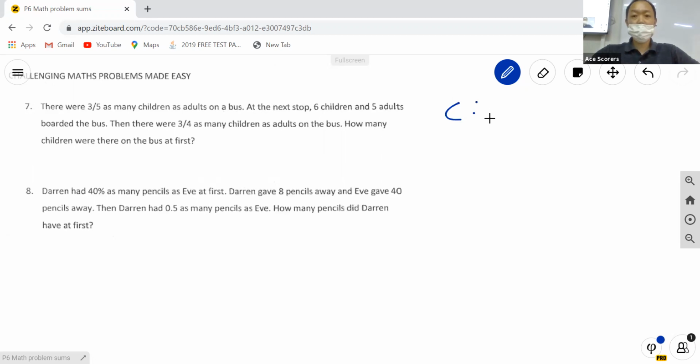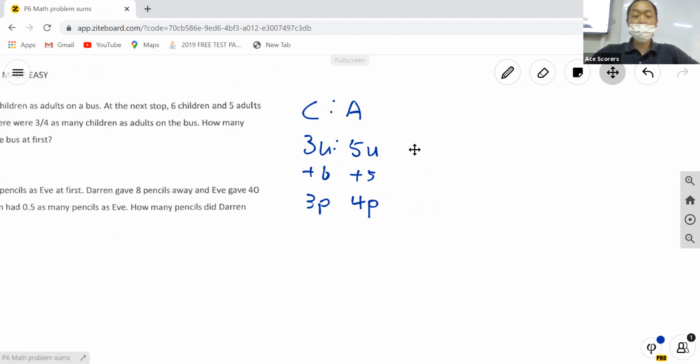Okay, children is to adults, right? So 3 units is to 5 units, right? So at the next stop, 6 children and 5 adults boarded. So 6 children plus 6, plus 5. Then there were 3/4 as many children as adults. So this becomes 3 parts, and this is 4 parts. Okay, you should be able to come with this at least.